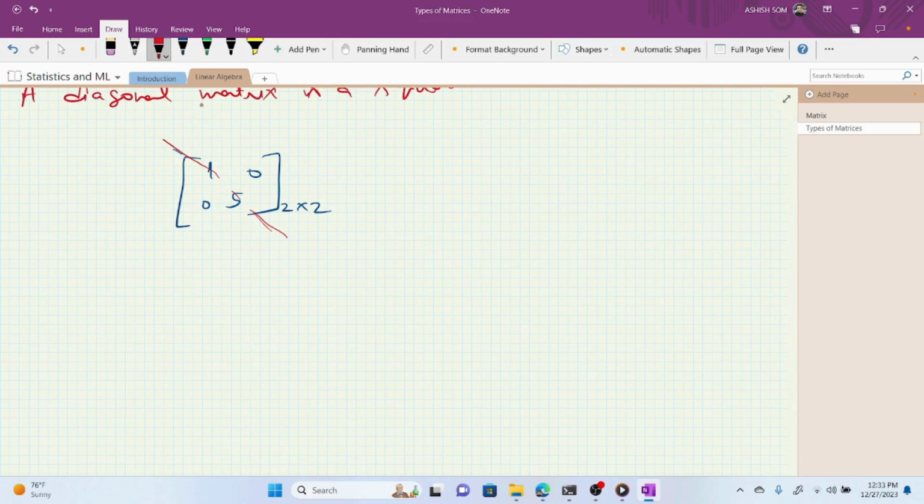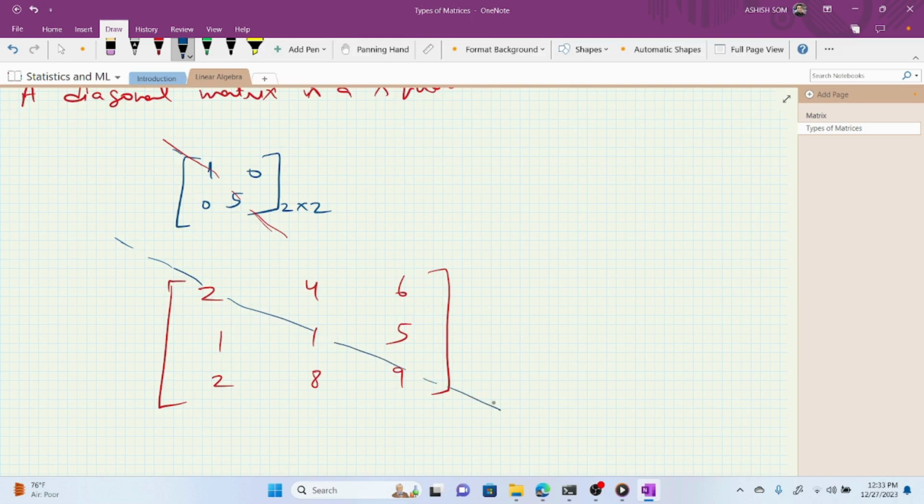Now the same way, I may have a matrix like this. Let's say 2, 4, 6, 1, 1, 5, 2, 8, 9, for example. If I talk about the principal diagonal or the main diagonal, this is the principal diagonal. Apart from this, whatever other elements I have, those have to be zeros. So still it is not a diagonal matrix. All the elements apart from the principal diagonal have to be zeros. So now I am making them 0. So now this is nothing but a diagonal matrix. Apart from the principal diagonal, whatever elements we have, those have to be 0. Then we can say it is a diagonal matrix.